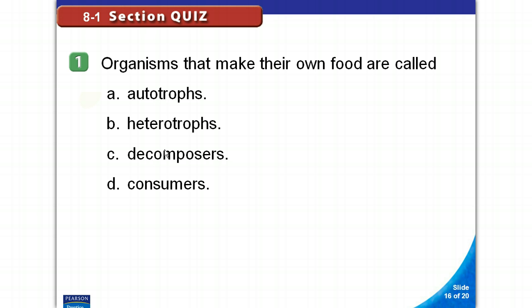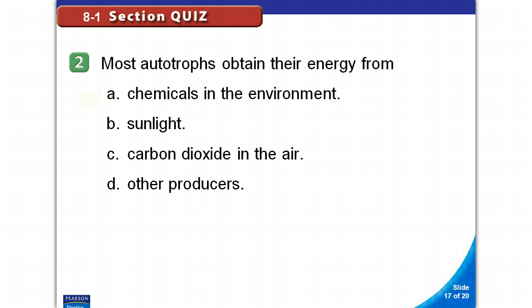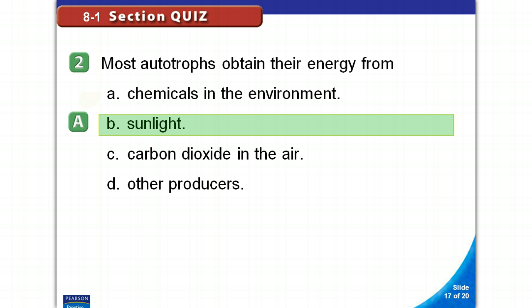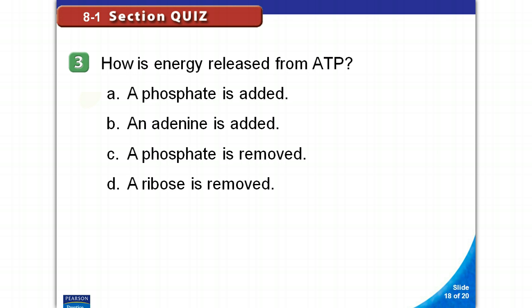Number 1, organisms that make their own food are called A. Autotrophs. Number 2, most autotrophs obtain their energy from B. Sunlight. Number 3, how is energy released from ATP? A phosphate is added, and adenine is added. A phosphate is removed. A ribose is removed. C. A phosphate is removed.